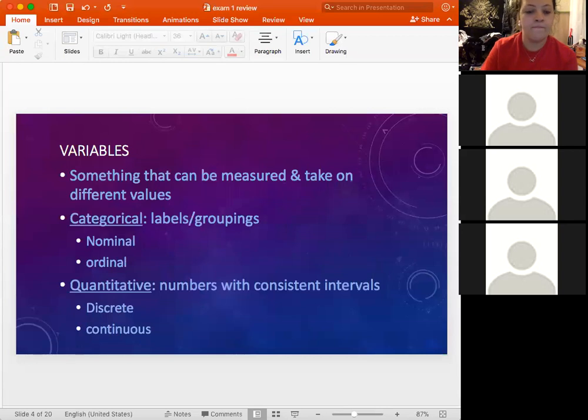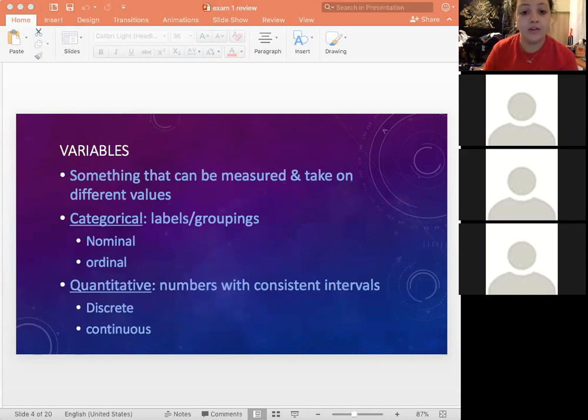All right, and then another thing about variables, this is how we discuss variables in terms of if they're labels or if they have values attached to them. So categorical variables are going to be those labels or groupings. I always use examples like flavors, colors, car brands, anything like that that just doesn't have numbers attached to it. Then we have nominal and ordinal, and nominal are the ones that can take on any order. For example, car brands can be a nominal variable because one car brand doesn't come before another one.